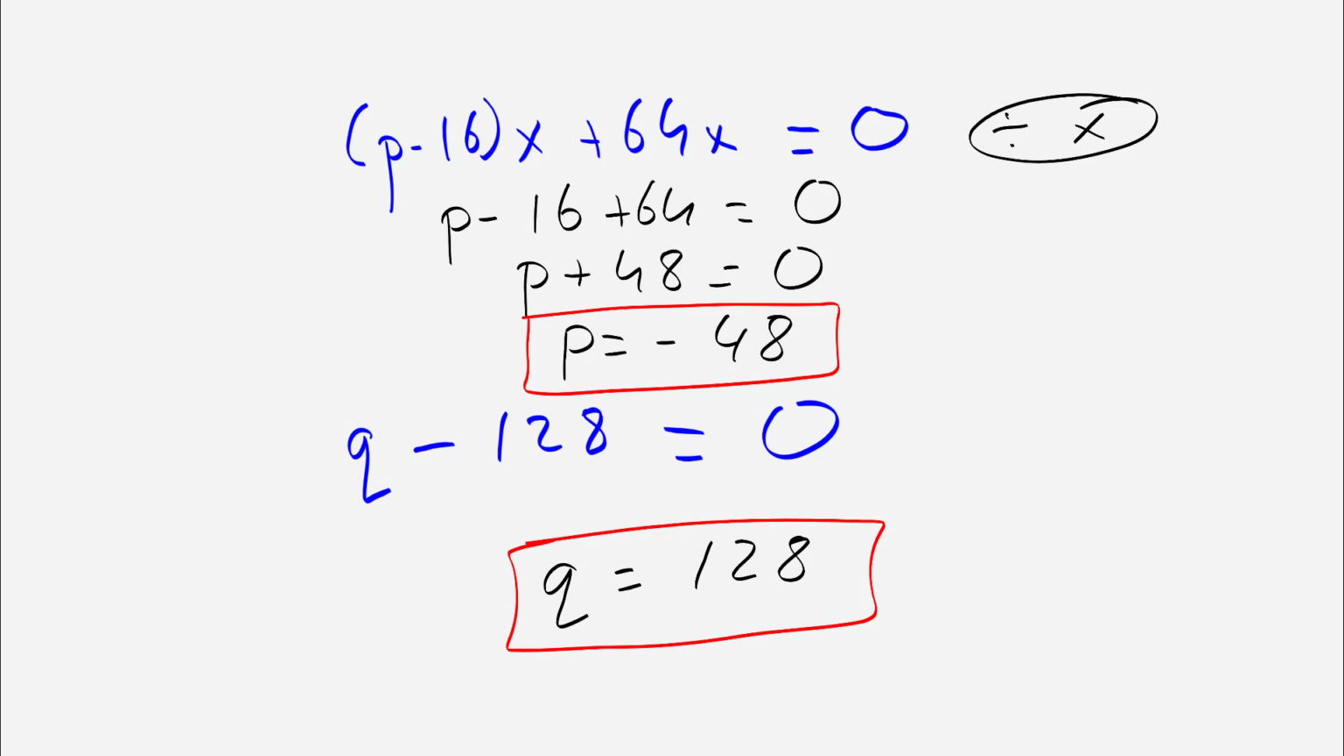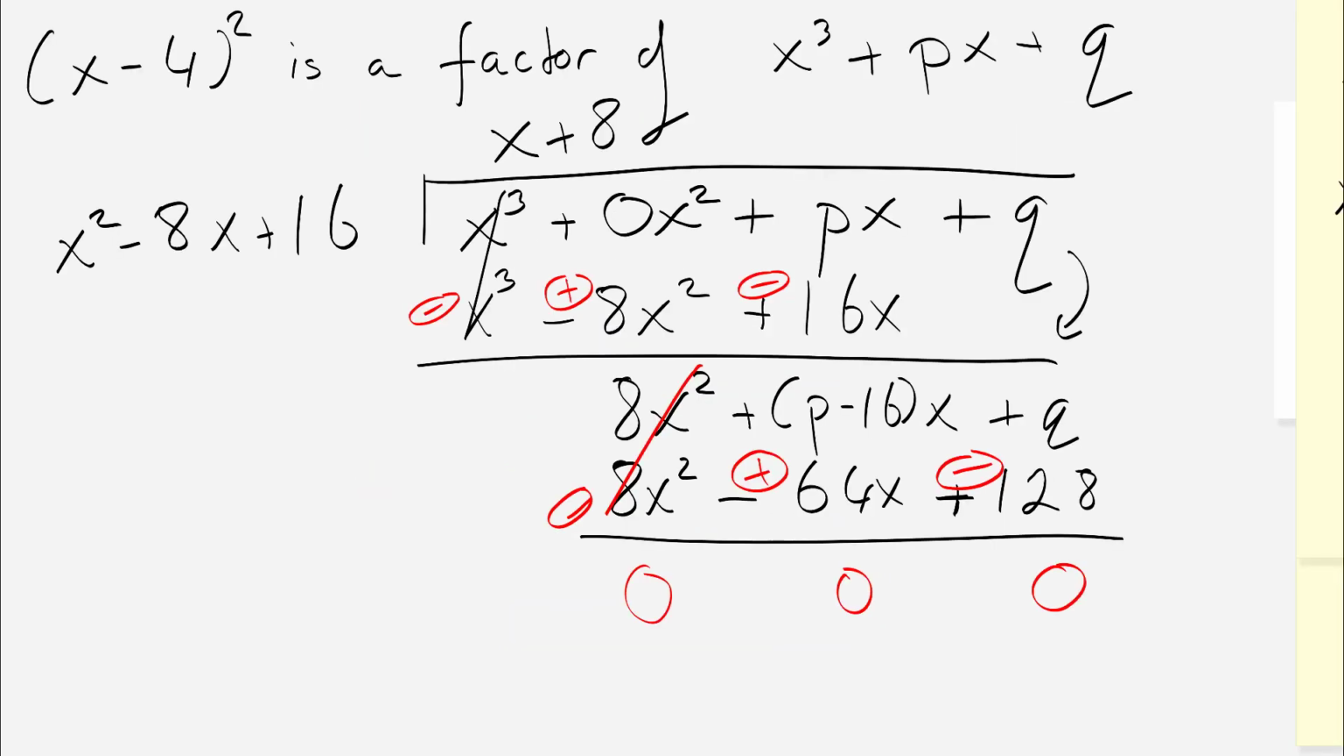So that was fairly straightforward. Let's just have a quick recap of what we did there. We were told that (x - 4)² is a factor of x³ + px + q. And we squared this out, and we long divided our x² - 8x + 16 into our x³ + px + q, remembering the 0x² because it wasn't given to us.